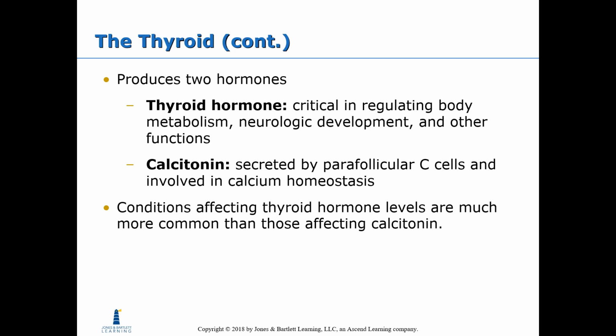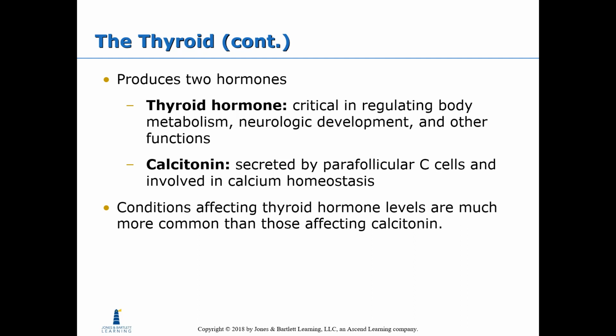The thyroid produces two hormones, thyroid hormone and calcitonin. Thyroid hormone is critical in regulating body metabolism, neurologic development, and other functions. And calcitonin is secreted by the parafollicular C cells, and it's involved in calcium homeostasis.